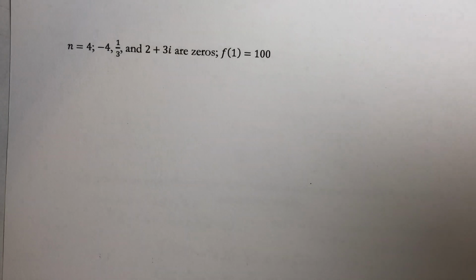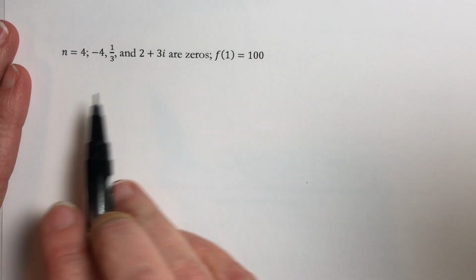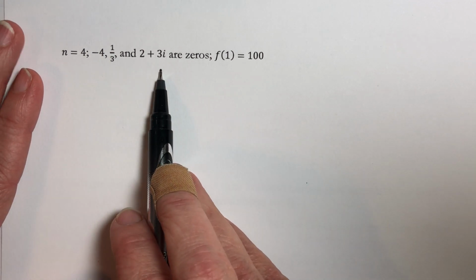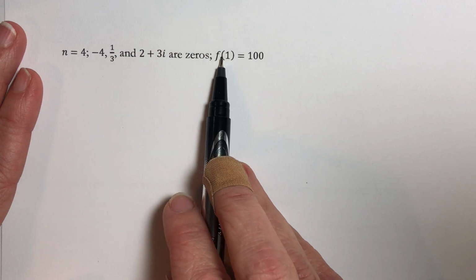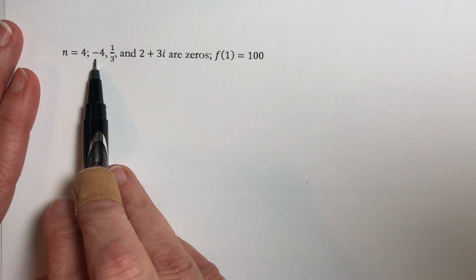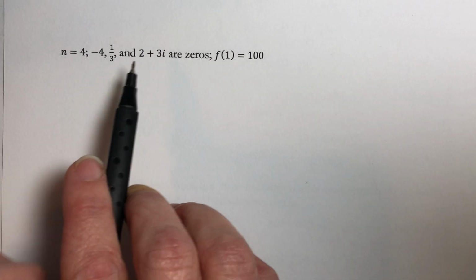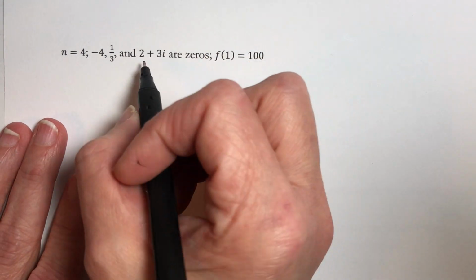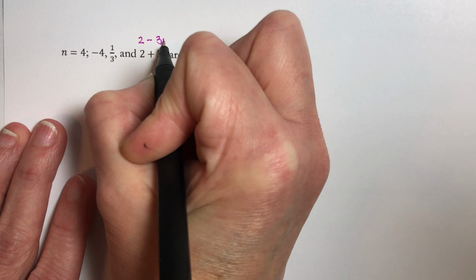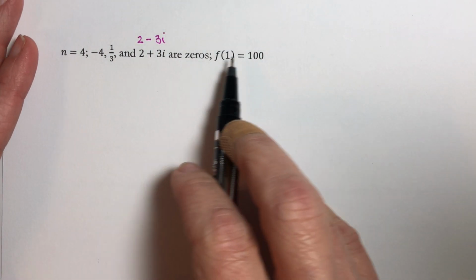Okay, now let's do one more of these. Again, very, very similar. I know I want a 4th degree equation, so I should have 4 zeros. And I know that if I plug in 1, I should get 100. Negative 4 is one of my solutions. 1/3 is one of my solutions. 2 plus 3i is one of my solutions, and this is a complex number, so that means 2 minus 3i is also a solution. Okay, so let's write this out.